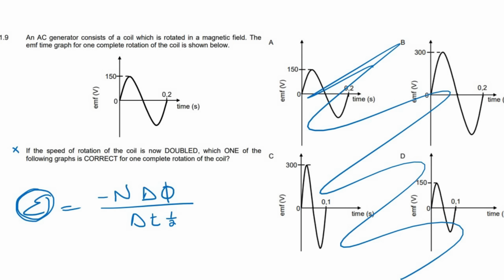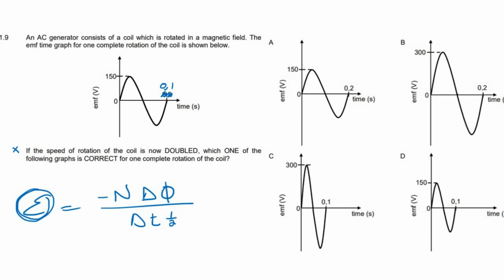So we should expect that these are going to go up to 300. Okay, it's going to go up to 300 and down to minus 300. But we should also expect that it won't take 0.2 to be able to make one cycle. Because we're going twice as fast, we should expect that this number is now going to become 0.1. Now we can look for the 300s here and here. So this is wrong and this is wrong. But then we look at the time, and this is 0.2 and this is 0.1. And so our answer must be C.